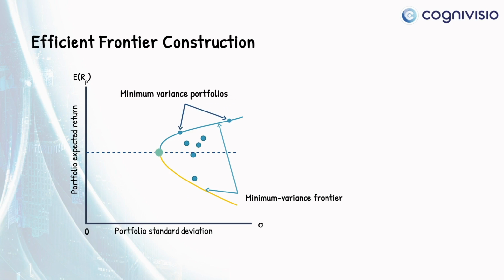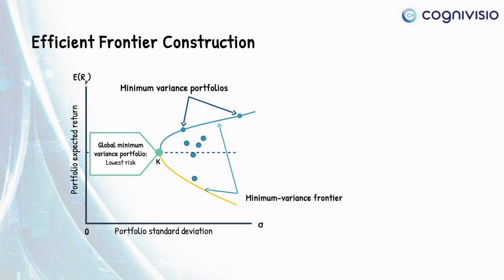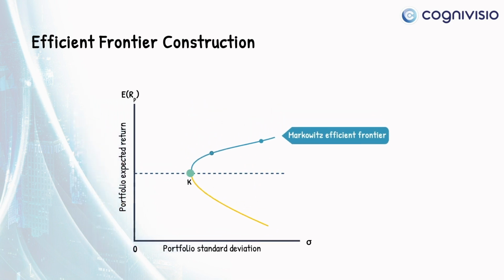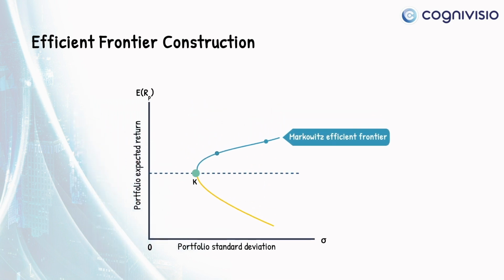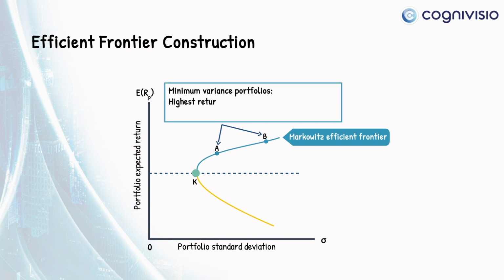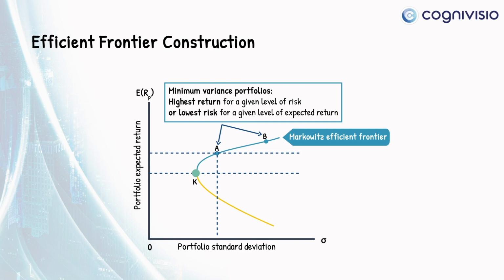The point to the far left, which is point K on the curve, is called the global minimum variance portfolio and is the efficient portfolio that has the lowest risk among all portfolios of risky assets. From that point upwards to the right, the curve is called the Markowitz efficient frontier. All portfolios on that line, such as portfolios A and B, have the highest return for a given level of risk or the lowest risk for a given level of expected return.